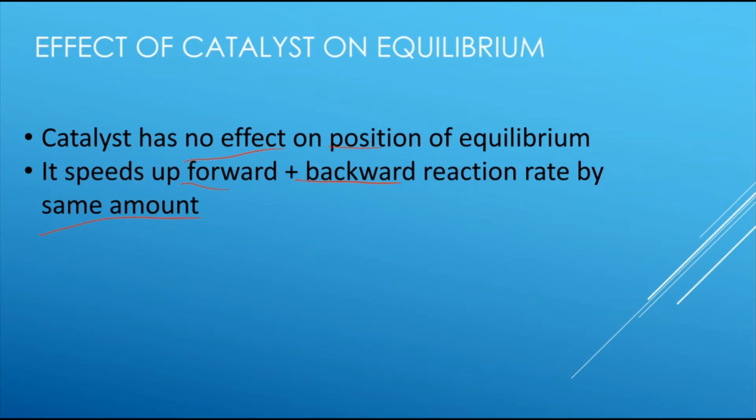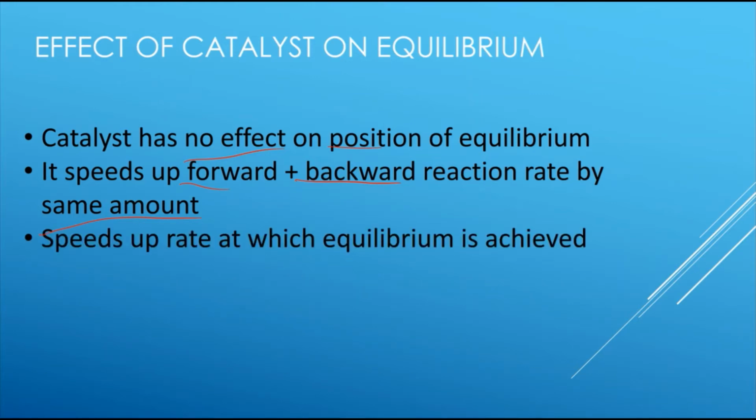So it will increase the reaction rate, the forward and backward reaction rate, by the same amount. And that's why it ends up speeding the rate at which equilibrium is achieved, instead of changing the position of equilibrium. So it just speeds up the rate at which equilibrium is reached, as it's speeding up the forward and the backward reaction, because it's speeding it up by the same amount. If it was speeding it up by different amounts, then that would establish a position of equilibrium, but because it's the same amount, nothing happens to the position of equilibrium.